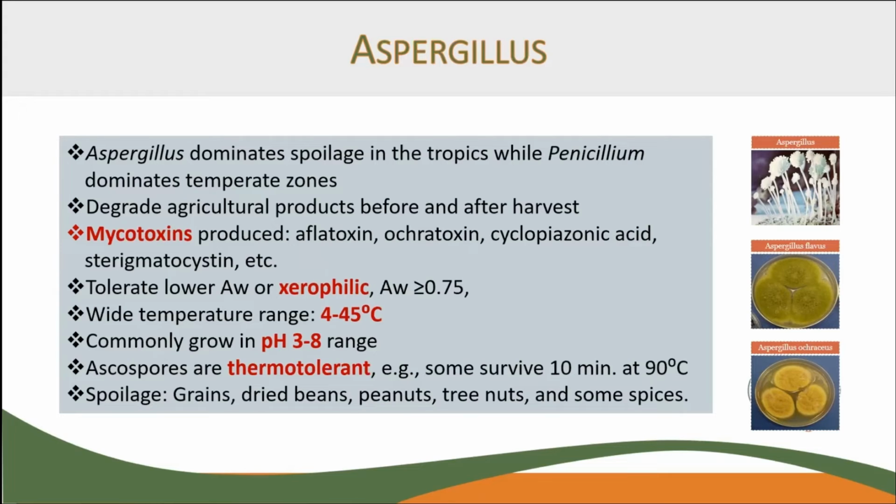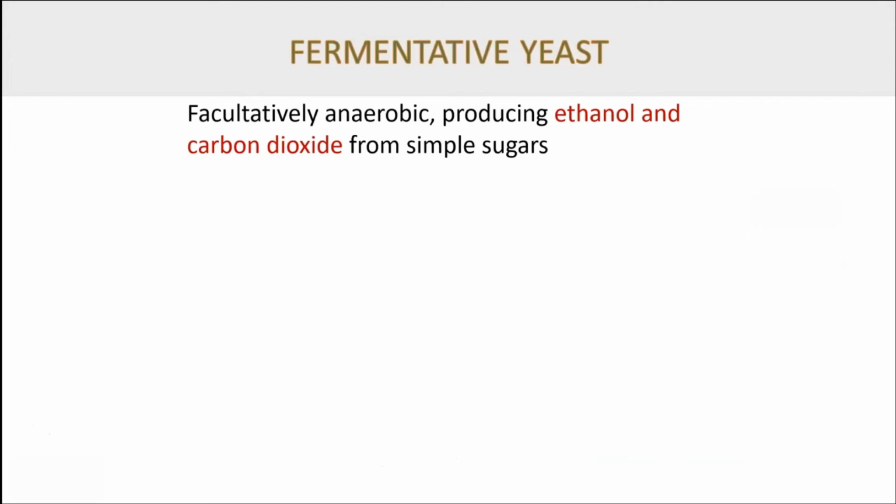Some Aspergillus species are associated with ascospores that are thermotolerant, which is bad news for pasteurized food. And they typically can spoil anything in the category of grains, dried beans, peanuts, tree nuts, and some spices.